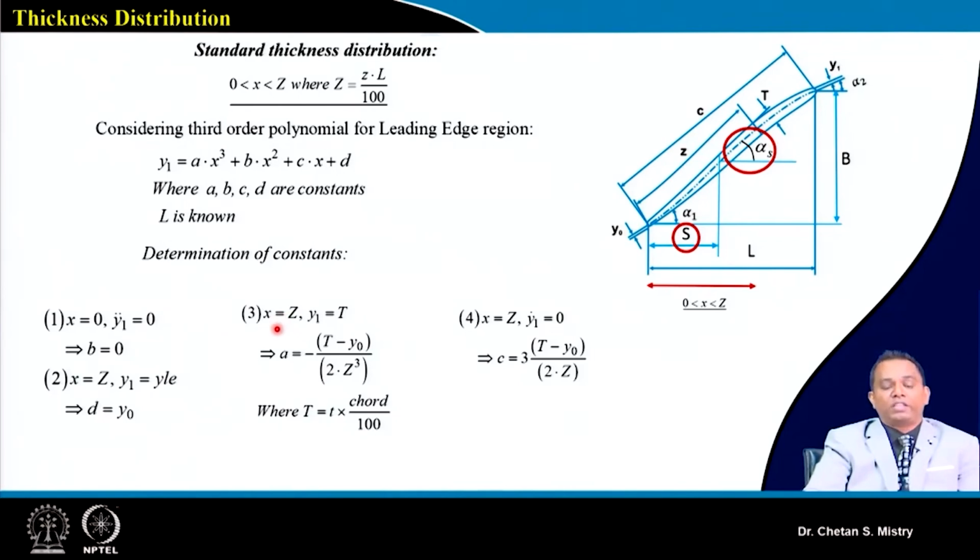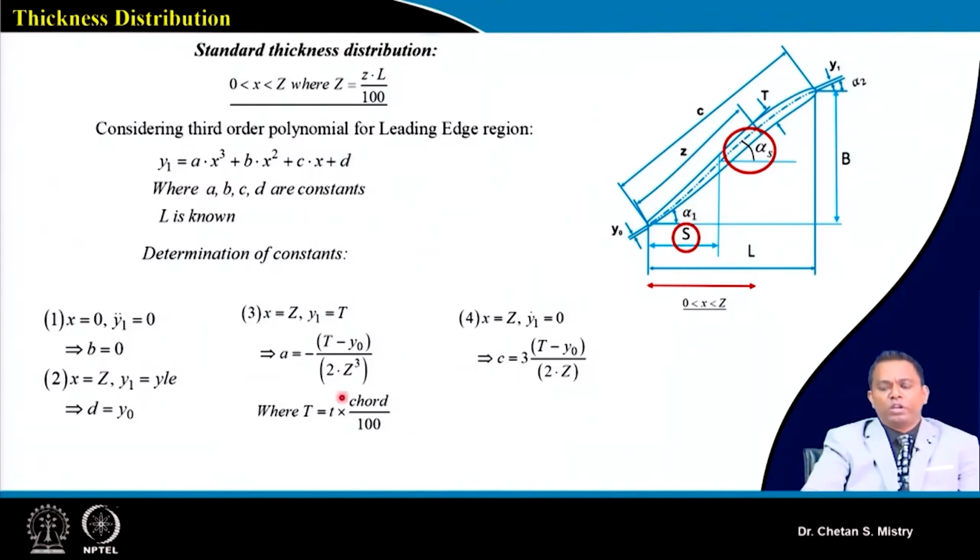Same way at x equal to z and t, this capital T, that's what we are defining in the sense of thickness to chord ratio. Okay, and this is my third boundary condition. In line with that we will be putting our fourth boundary condition, and by putting these boundary conditions we will be able to achieve the constants A, B, C, D for this equation.